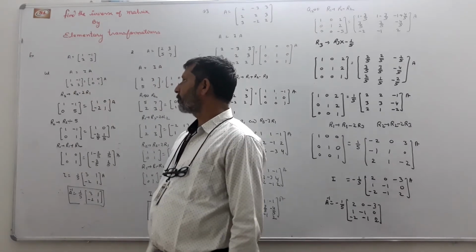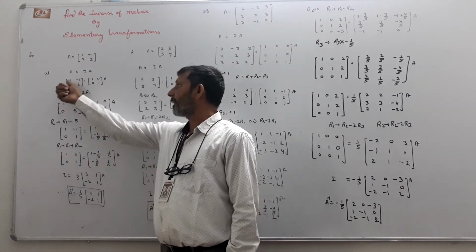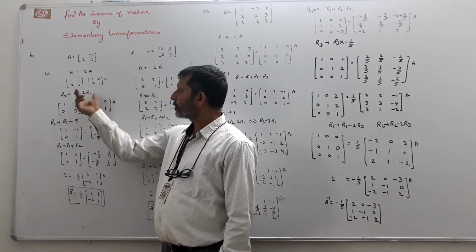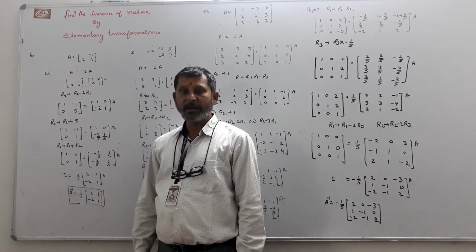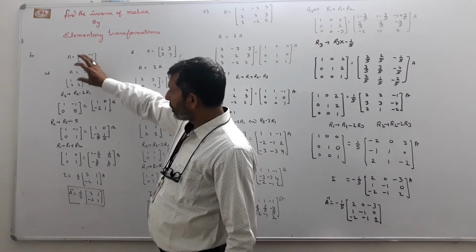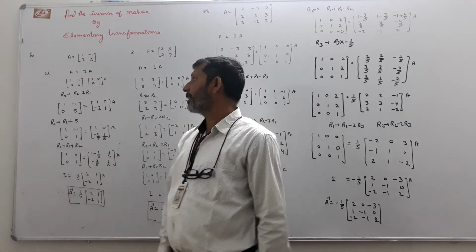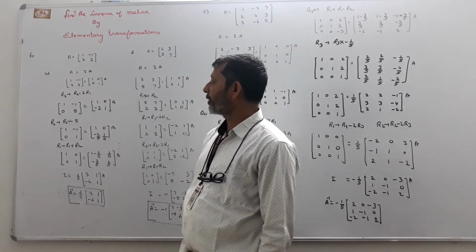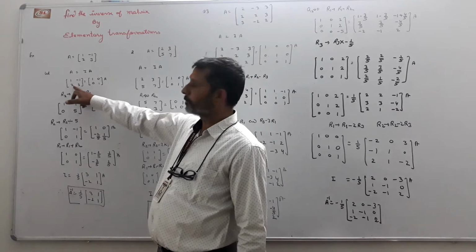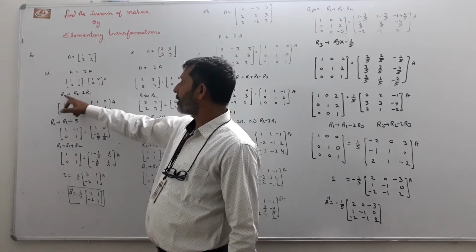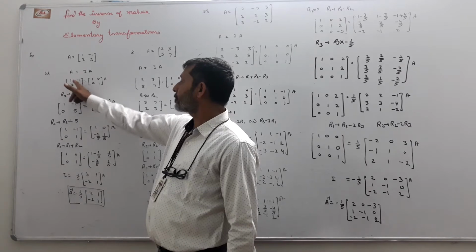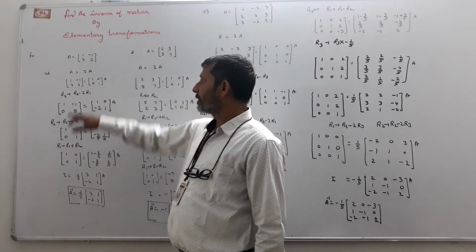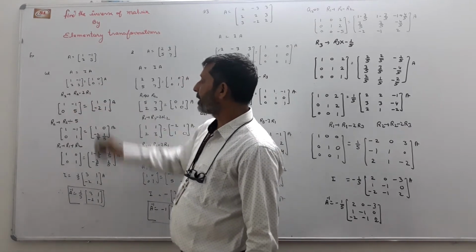We write A = IA. In the first part of this question we always make the element A11 equal to 1. In this question, A11 is already 1. After this, we make all the other elements of this first column 0. How can we change this to 0? R2 becomes R2 minus twice R1. The first row is multiplied by 2 and subtracted from the second row. This operation is applied on the left hand side as well as the right hand side.